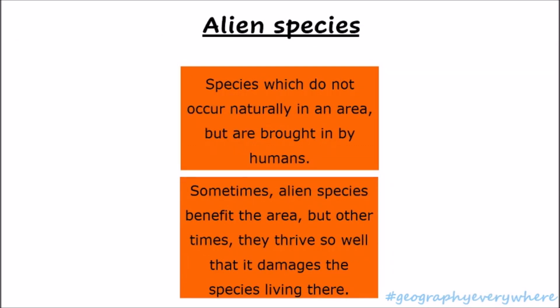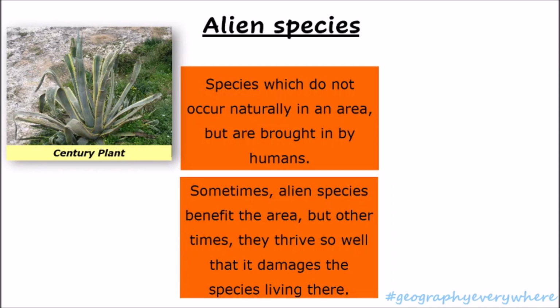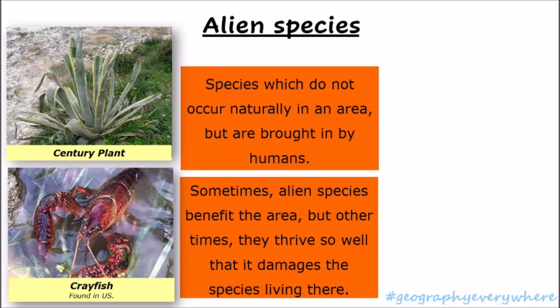Let's talk about alien species. No, they do not come from space. They are species which do not occur naturally in an area but are brought in by humans. Sometimes alien species benefit the area, so they help the area, but other times they thrive so well that these alien species actually damage the species that are naturally occurring in the area. Let's see some examples. There's the century plant, crayfish. These are both alien species to Malta. They were not found in Malta, but they were brought into Malta.